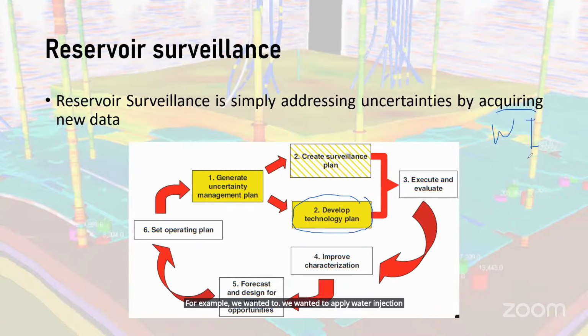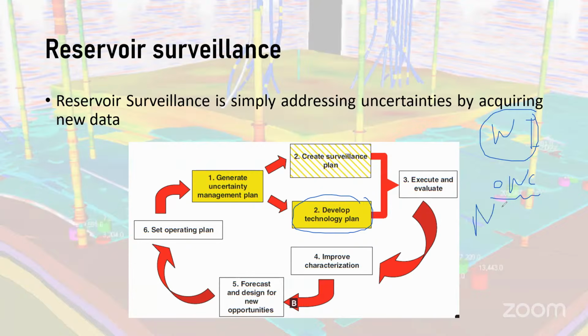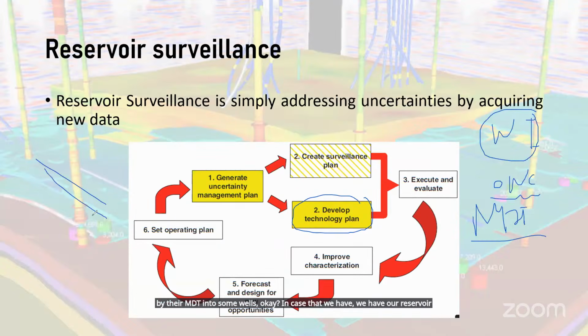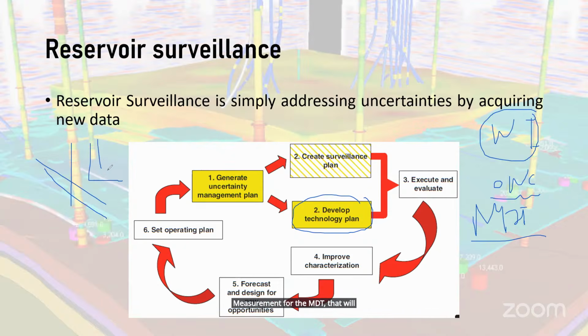Okay, so to apply the water injection, we want to know what the existing depth for the oil water contact is. The existing depth of the oil water contact can be determined by the MDT in some wells. Say our reservoir is like this, and we are drilling some wells. In these wells, we can take MDT measurements that will tell us what the existing oil water contact is.